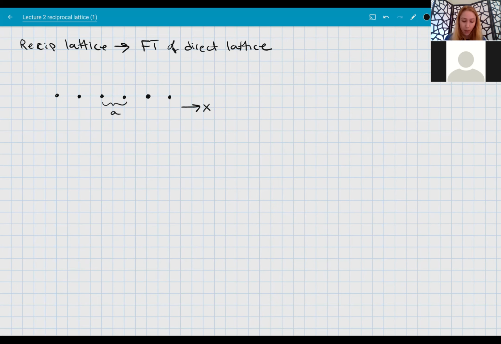Okay, so we can write this structure as some function of x. So I'm going to call it L of x, and we're going to write it as a sum over all integers, which I'll label u1, and at every lattice position, we're going to have a delta function. So x minus u1 a. Okay, so u1 is an integer.